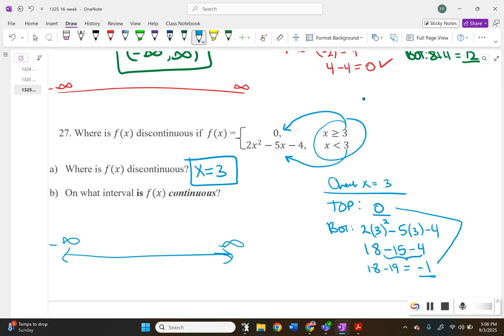And it's continuous everywhere except 3. So I'm going to pluck 3 out of the number line. And in its place, I will put a little union symbol. And so it's continuous from -infinity to 3, and then again from 3 to infinity.